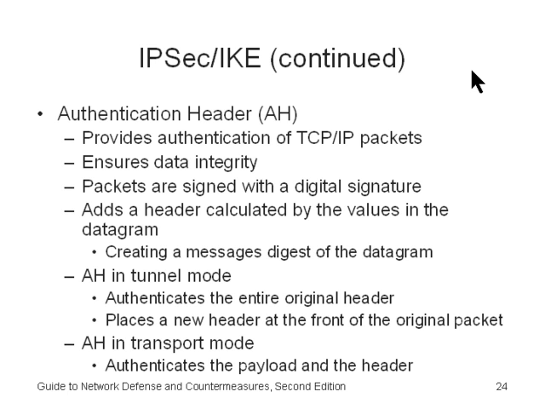In tunnel mode, AH authenticates the entire original header and builds a new IP header placed at the front of the packet. The only fields that are not authenticated by AH in tunnel mode are the fields in the new IP header that can change in transit. In transport mode, AH authenticates the data payload and the original IP header except the fields that change in transit.